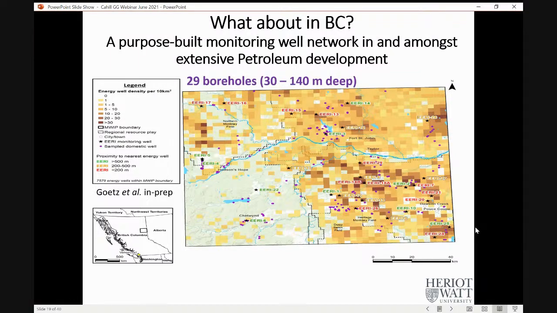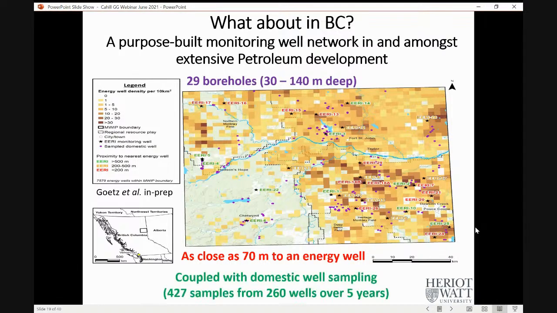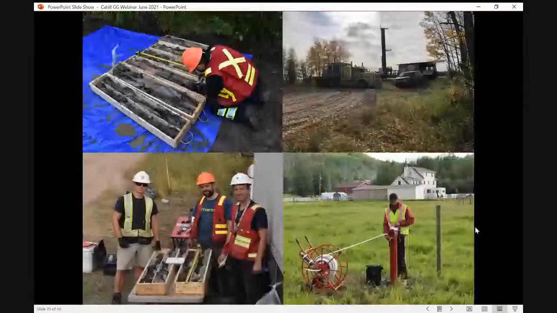We drilled 29 boreholes, anywhere from 30 to 140 meters deep in and amongst this development, sometimes getting as close as 70 meters to an energy well, to look at whether or not we were seeing any signs of integrity failure. We coupled this with domestic well sampling. This is typically what's more often done, where we just sample local people's wells, which aren't perhaps in the exact place you'd want. But we managed to get 427 samples from quite a few wells over about 5 years.